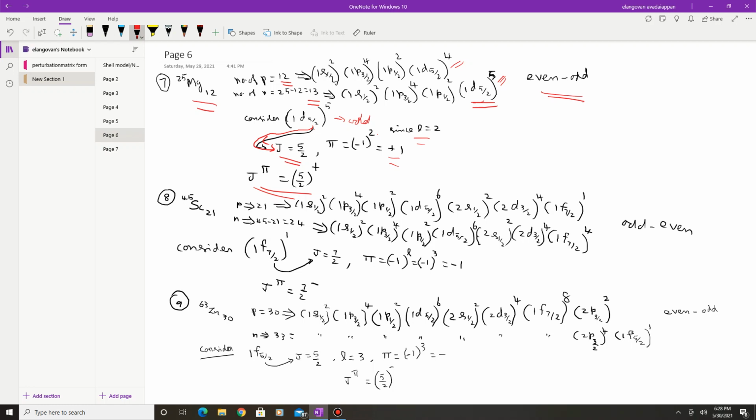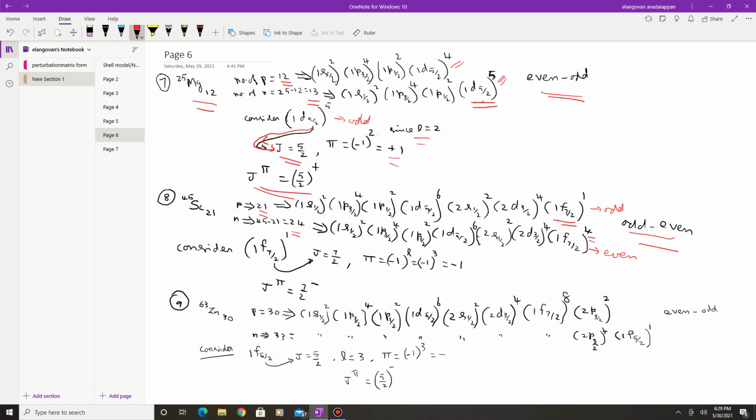For scandium 45, 21, the proton number is 21, the neutron number is 24. So write down the level sequence. The last level is 1f 7/2. This is odd because there is one particle for the proton. Here for the neutron it is 4, which is an even number. So this is an odd-even nucleus.